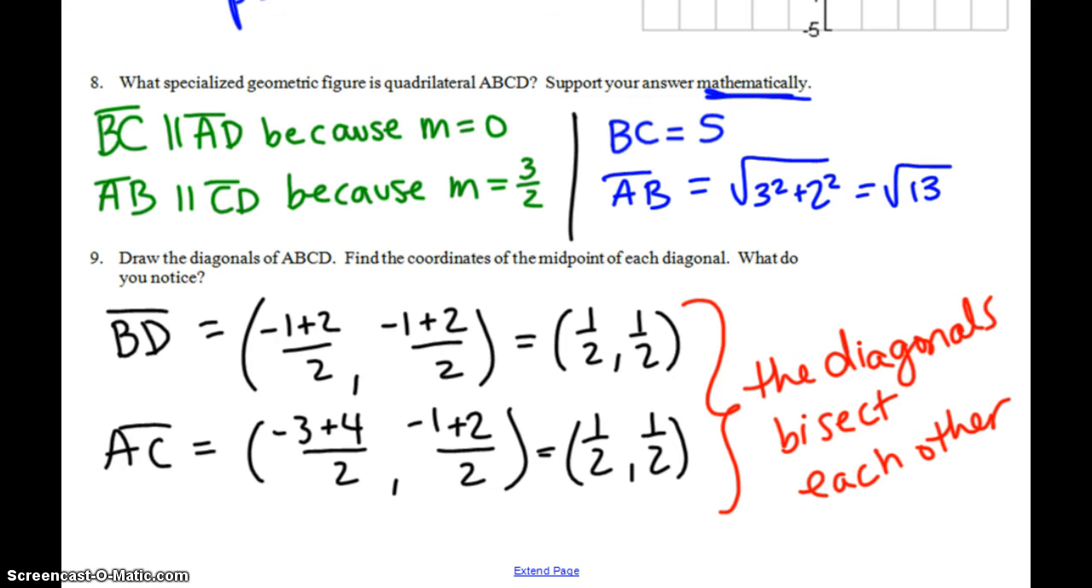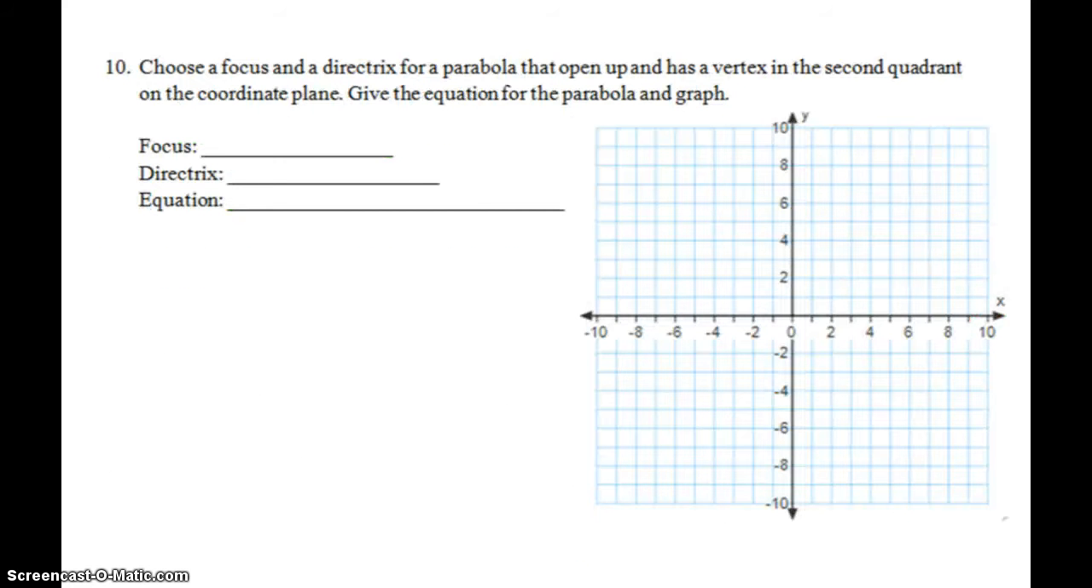Alright, and then our last problem is actually going to end up being a bonus on your quiz. So first off, it says we need to have a problem that opens up and the vertex is in the second quadrant. So let's go ahead and put a point anywhere on the vertex. I put my point at -5, 4 for the vertex. Now, in order for the parabola to open up, remember the focus must be above the directrix. So pick something easy. That could be our focus. Okay, and this line here will be our directrix.